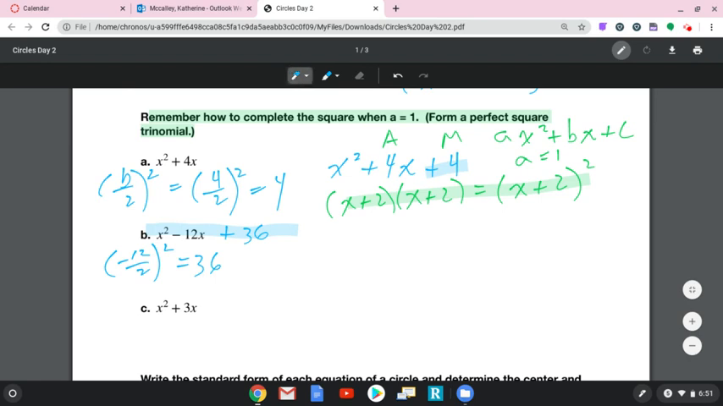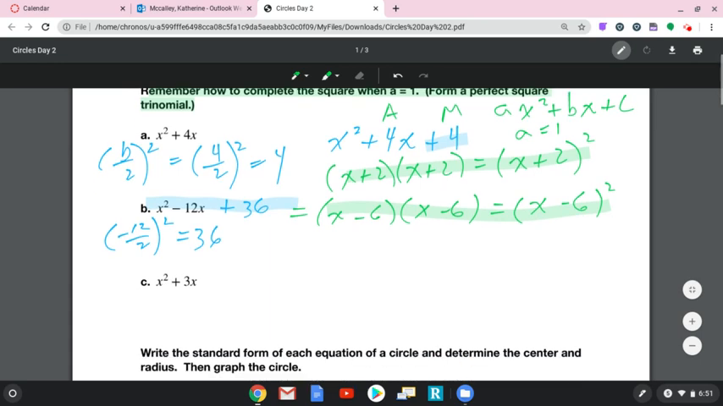Now, you can tell it's a perfect square because if I factored it, I would say what adds to negative 12 and multiplies to a positive 36, and that would be x minus 6 and x minus 6. I have the same two binomial factors, meaning I can write it as x minus 6 squared, making that a perfect square trinomial.